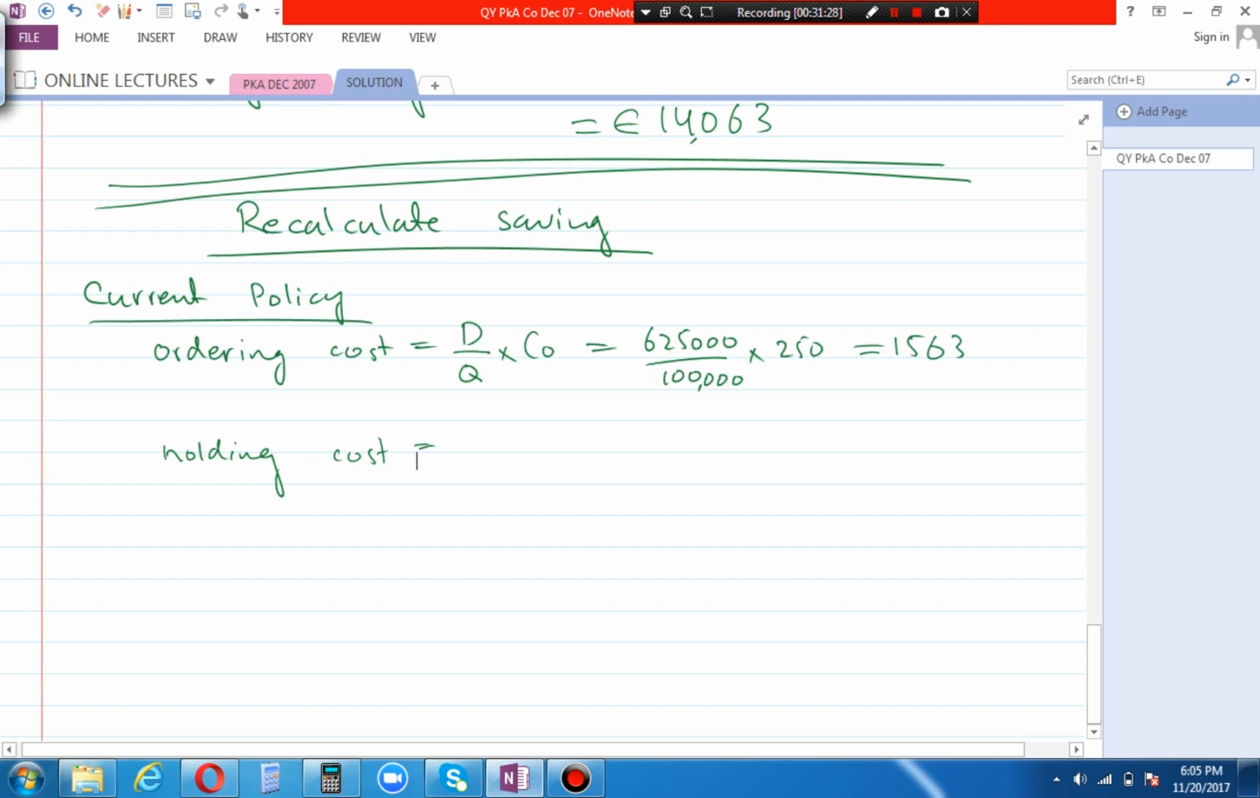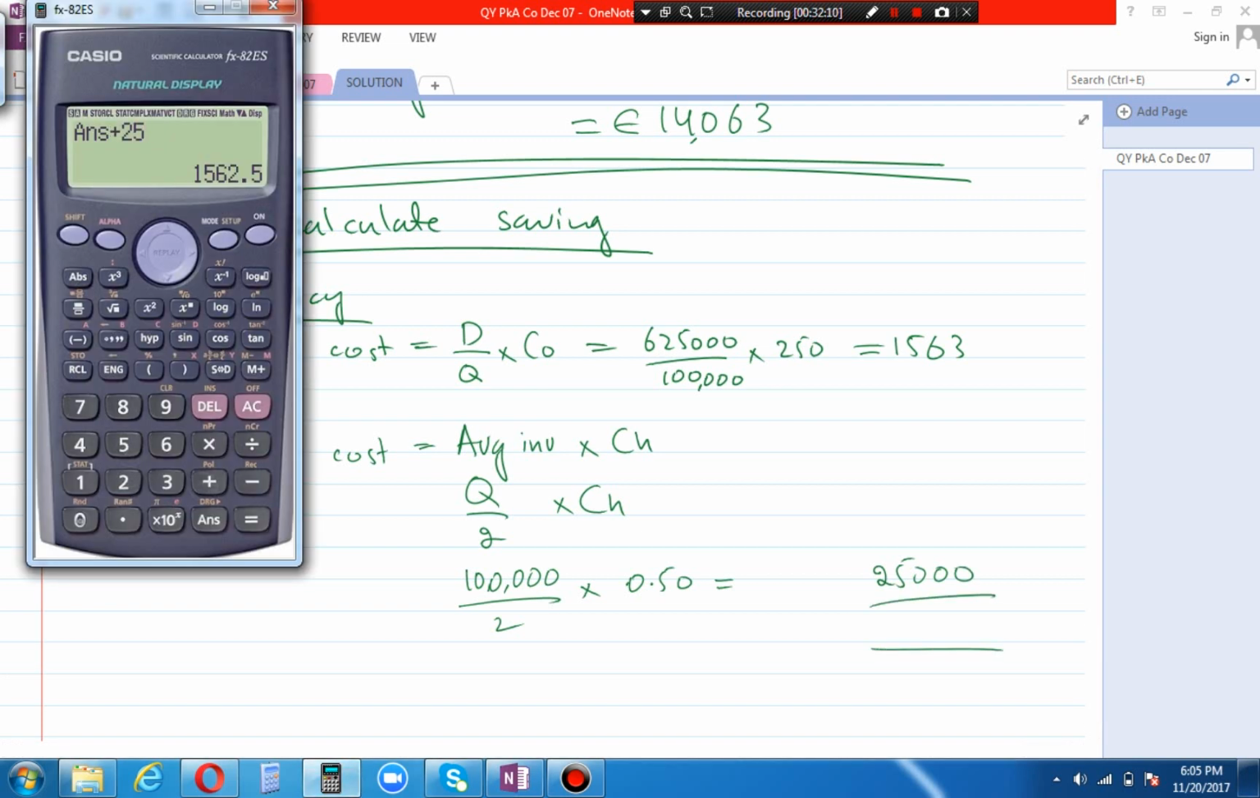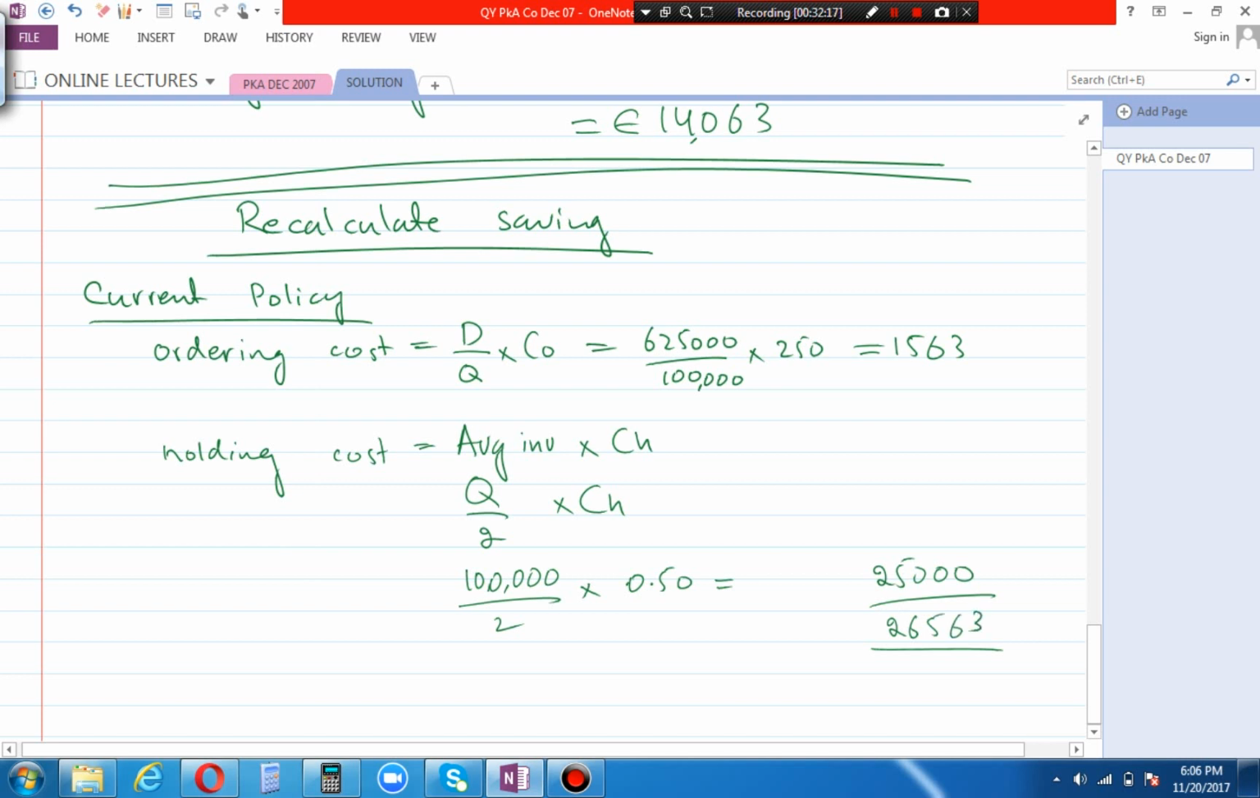And holding cost, because we ignored minimum inventory, would be average inventory multiplied by the cost of holding 1 unit for 1 year, and the average inventory is Q divided by 2, multiplied by CH. Quantity is 100,000 in our current policy, divided by 2, is 50,000, and the cost of holding 1 unit for 1 year is half a euro, so 50,000 multiplied by 0.5 would be 25,000. Now the total cost would be 26,563.